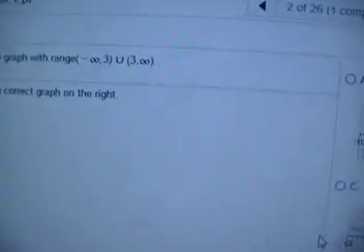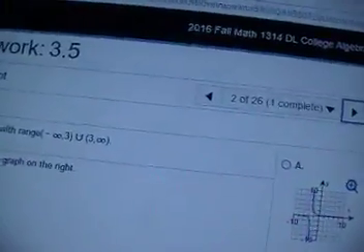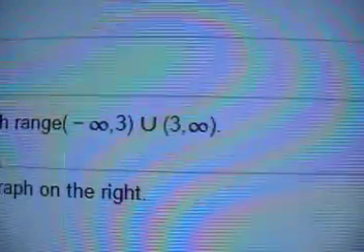Same deal. Oh no, this one's not on the test. Yeah, it is. Okay, there's another one here. Number 2 is also on there, 1 and 2. So now we're saying everything but 3. We want to go -infinity to 3, and then 3 to infinity. So in other words, everything but 3.